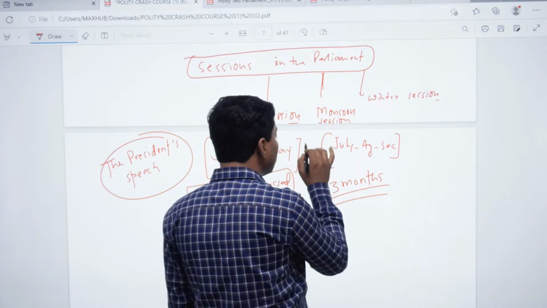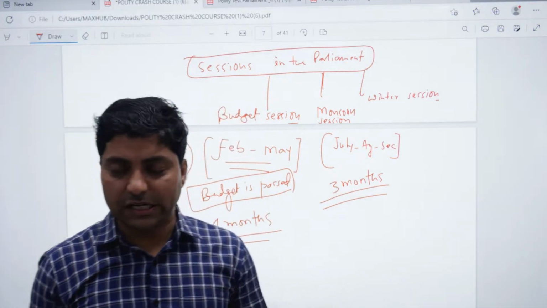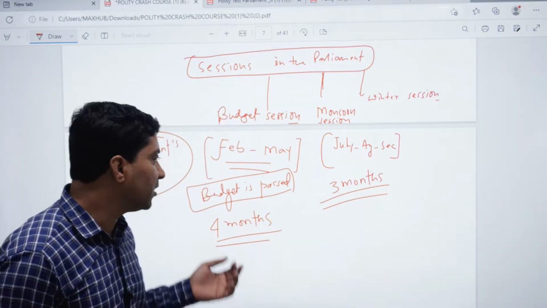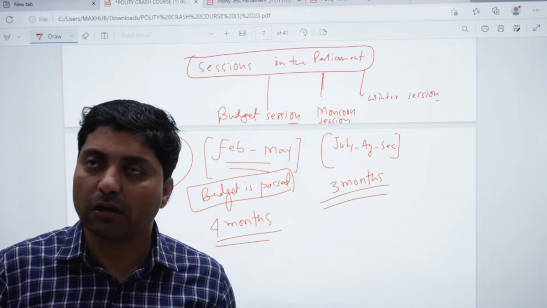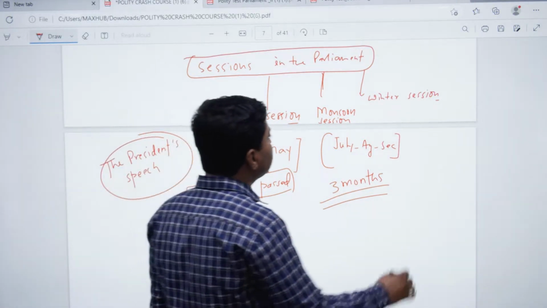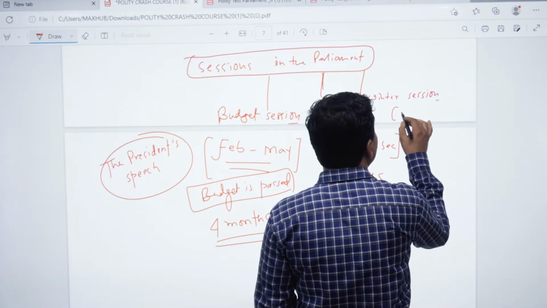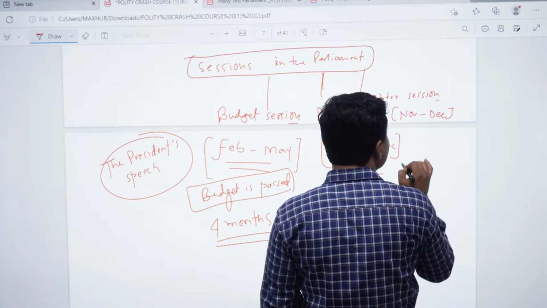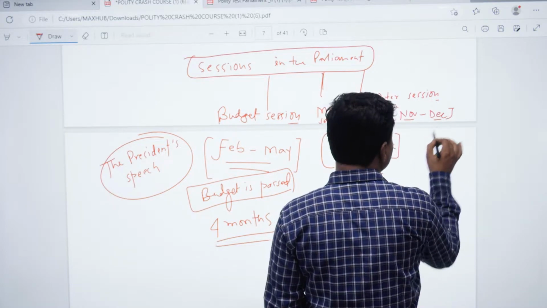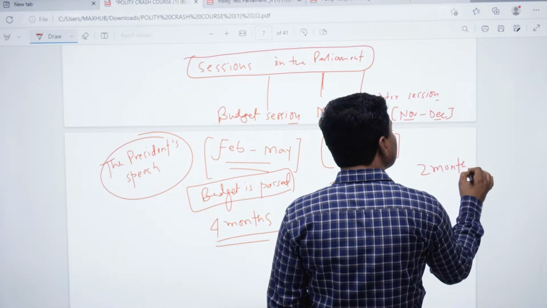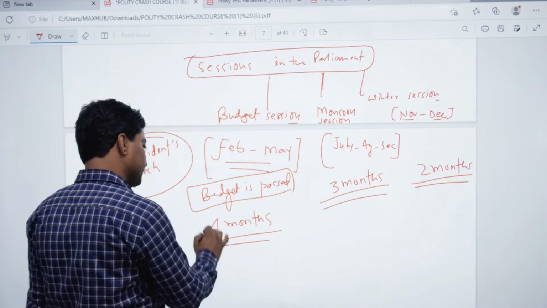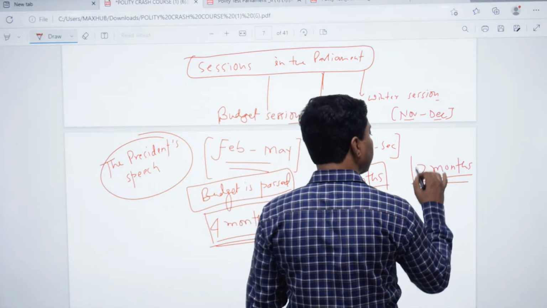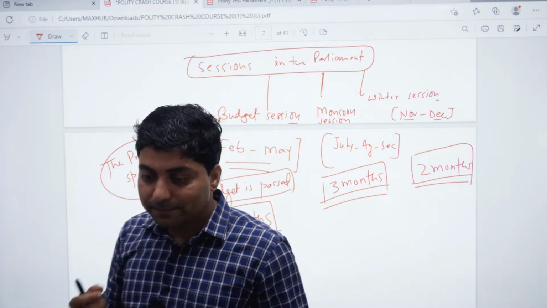So they don't work in June. June is a holiday. They go to Goa, here and there, or to their constituencies to meet people, and so forth. Now look at the winter session. It starts in November and ends in December. Again, they don't work in October, and it runs for only 2 months. So the longest session is the budget session: 4 months, 3 months and 2 months. Got the idea?